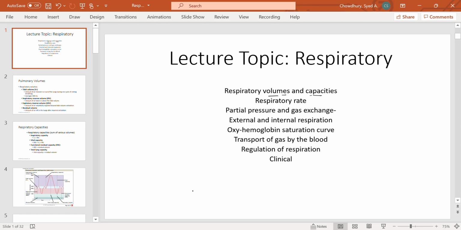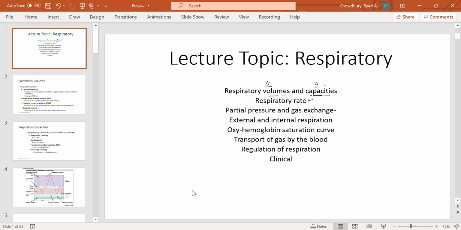normal. There are four different volumes we measure, and by adding different volumes we get the capacities. So there are four volumes and four capacities. So we'll see those respiratory volumes and capacities. Then we'll talk about the respiratory rate of breathing per minute.